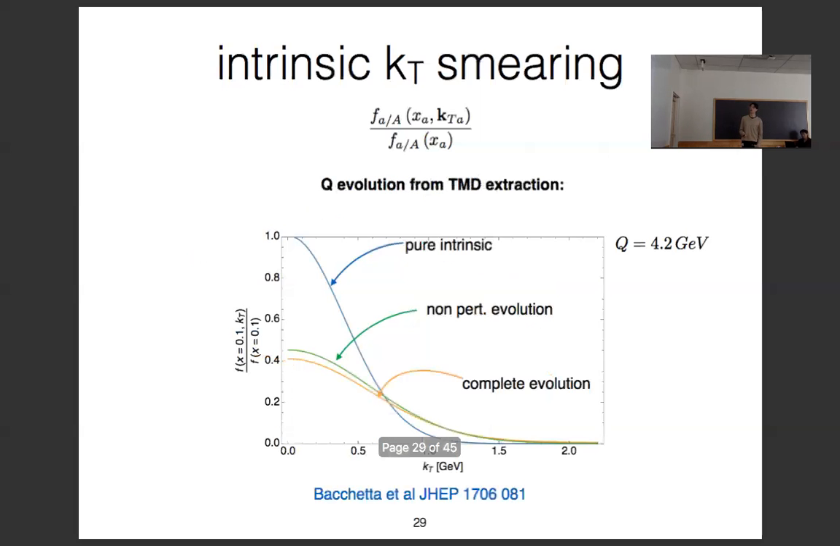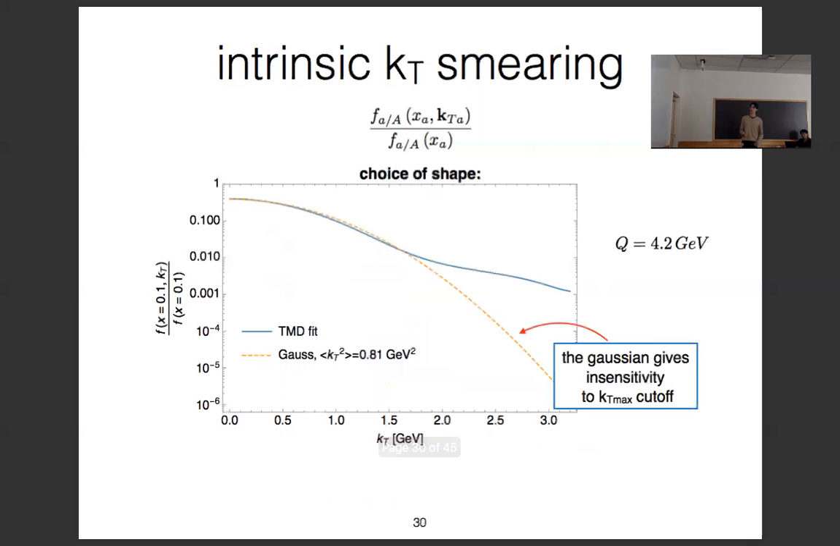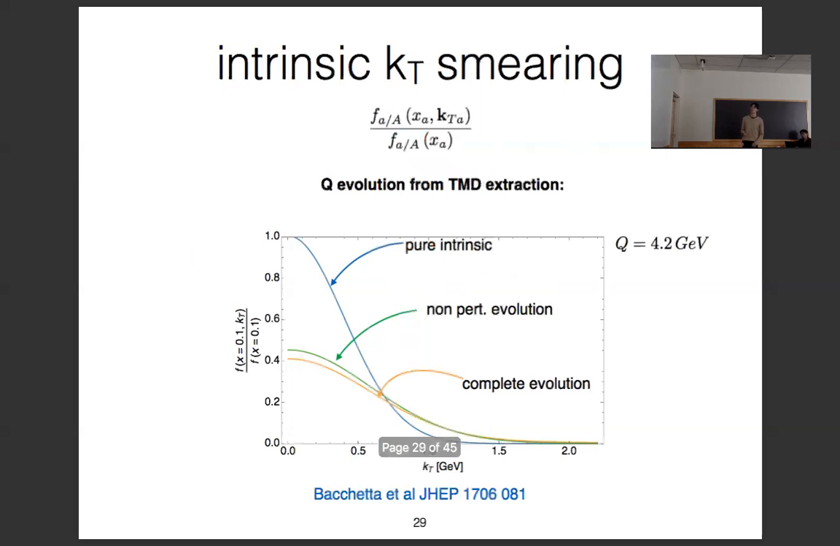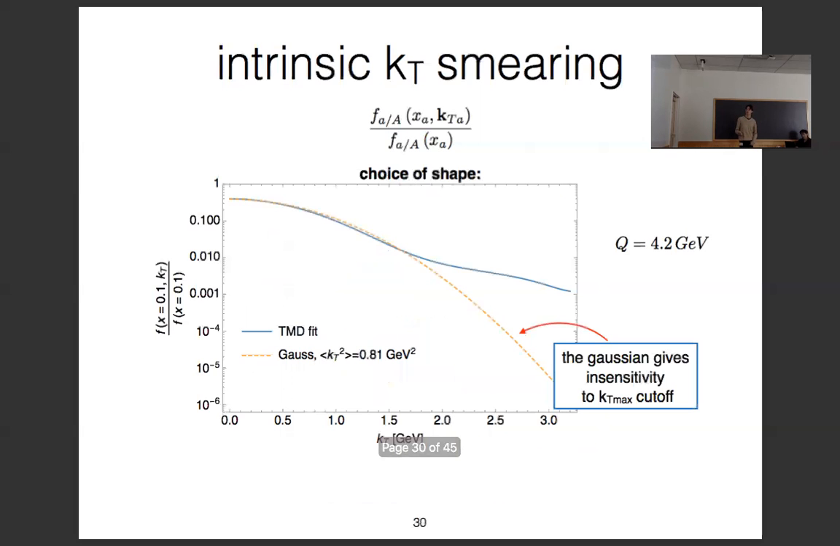So one thing is that, as I was saying, we want to make sure that our calculation does not depend on the cutoff we choose for KT max. And if you use this form for your KT distribution, this becomes an issue. Why? Because this distribution from the fit, the blue curve here, has a long, high tail at high KT, which is actually out of the range of TMD. So this tail does not actually have a physical meaning.